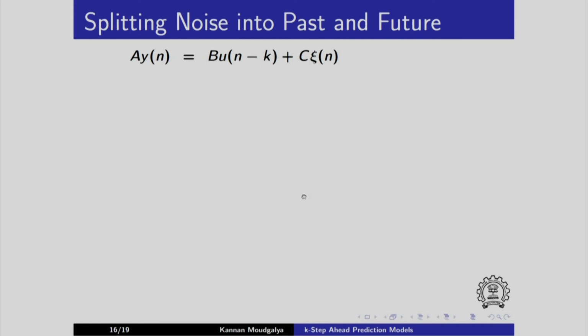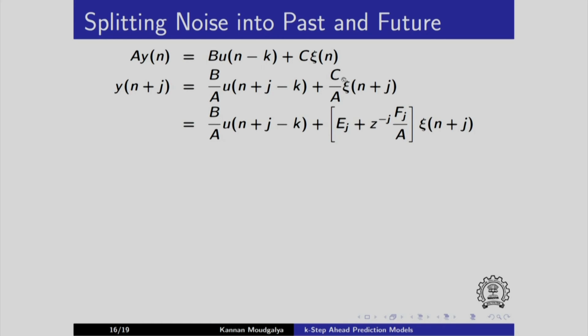So let us split noise into past and future for the general case. If we first wrote this as y of n plus j, and then I have taken this a onto the right hand side and split this c by a into ej plus z power minus j into fj by a, then I multiply this out. So I write this term first, fj by a into c of n, because you have z power minus j, you have plus j here, they cancel each other, and the third term comes here.